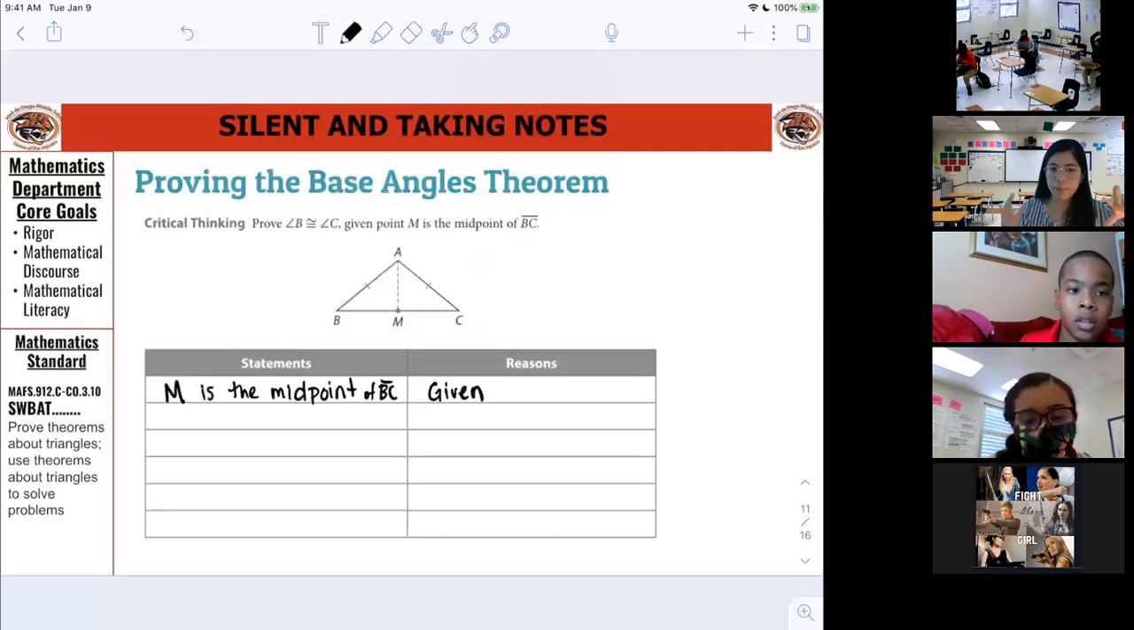But for now, everybody go ahead and copy down the table so that we can copy down all of our steps. And it might be helpful, remember, to copy down the triangle so that you can start labeling it as we go. I'll give you about 30 more seconds to copy down the table and the diagram.